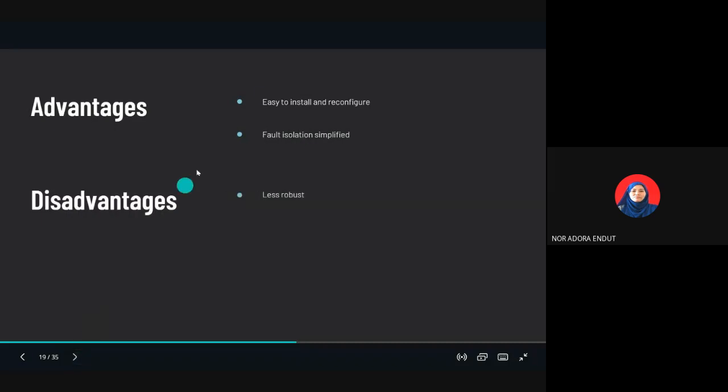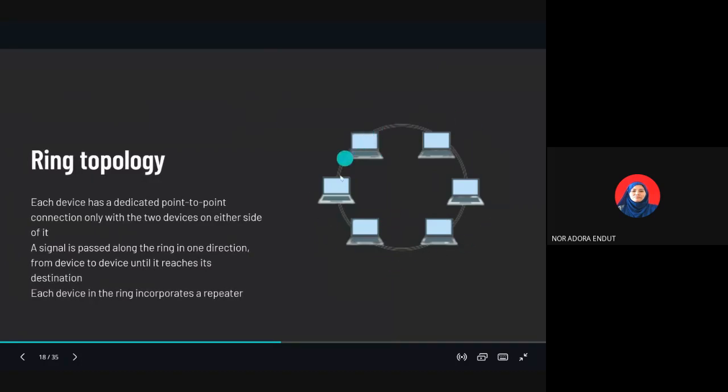Right. So again, it's easy to install and reconfigure. Fault isolation is simplified but it is less robust. Robust ni maksud apa? Tahan daripada something a disaster lah. So lagi satu di sini, topologi ini selalunya digunakan untuk protokol yang dinamakan token ring. This is the physical topology, dan the protocol maksudnya cara nak gunakan tu, conceptual dia dipanggil token ring. Token ring ni maksudnya token tu lah, kan kamu guna token nak pergi laundry ke, nak pergi gaming machine ke. So token di sini adalah a virtual token lah, digital token.